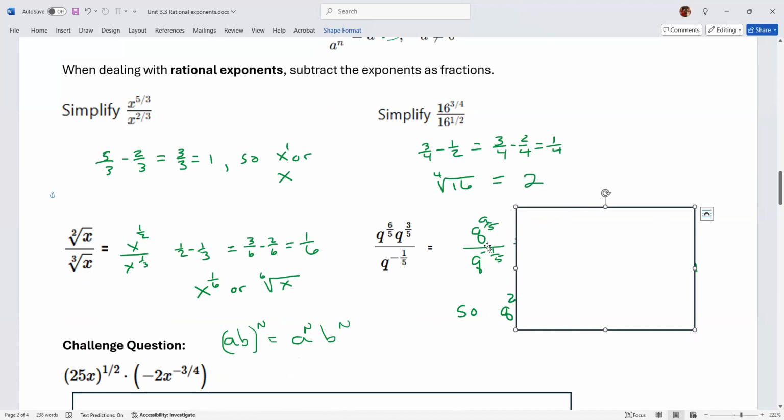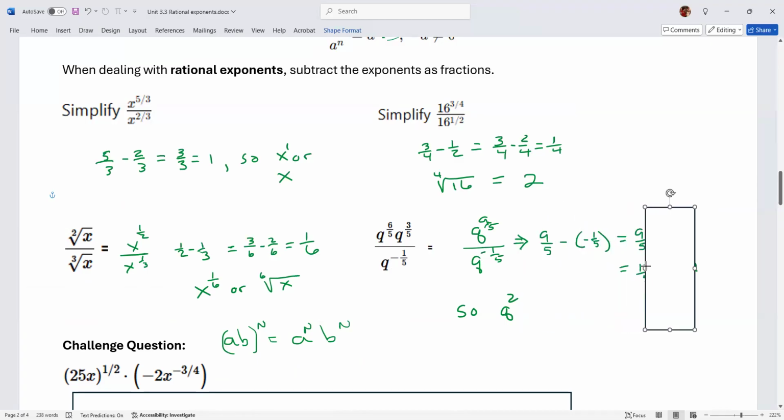When I subtract, because we're dividing, 9/5 minus a minus 1/5 is really a plus. So here's the math. I'm subtracting a negative, which turns into addition. So when I add the exponents, I get 10/5, which is equal to a 2. So the simplified answer is going to be just q to the second power.